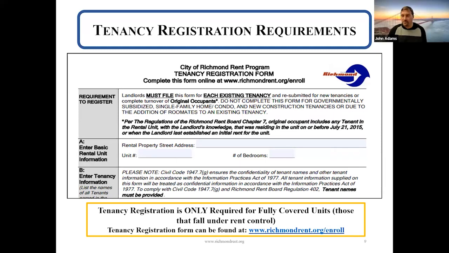Every time a unit becomes vacant and a new tenancy is created, it's the landlord's responsibility to file a new tenancy registration form.